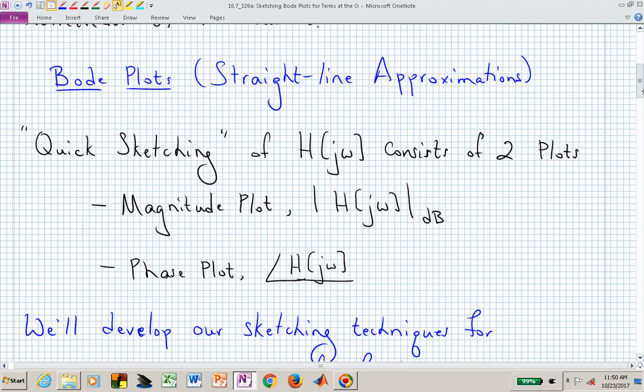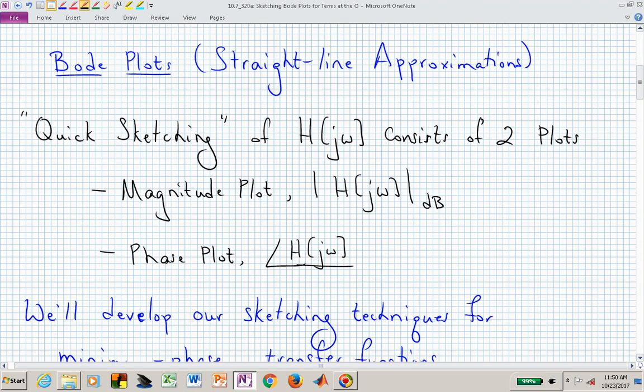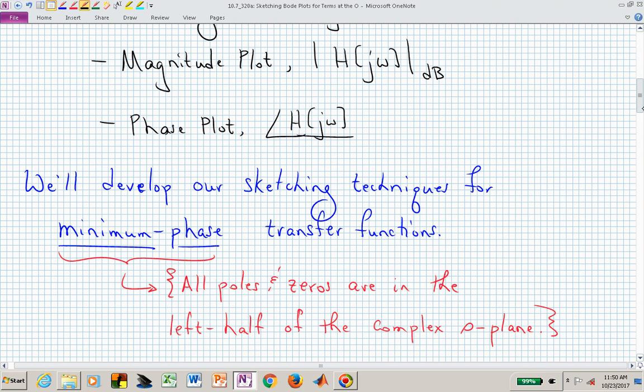Again, we're doing the frequency response sketching, the quick sketching of Bode plots. We have a magnitude plot, we have a phase plot, and we're doing all of these assuming we have a minimum phase transfer function, which means that we have all of our poles and all of our zeros in the left half of the complex S-plane.